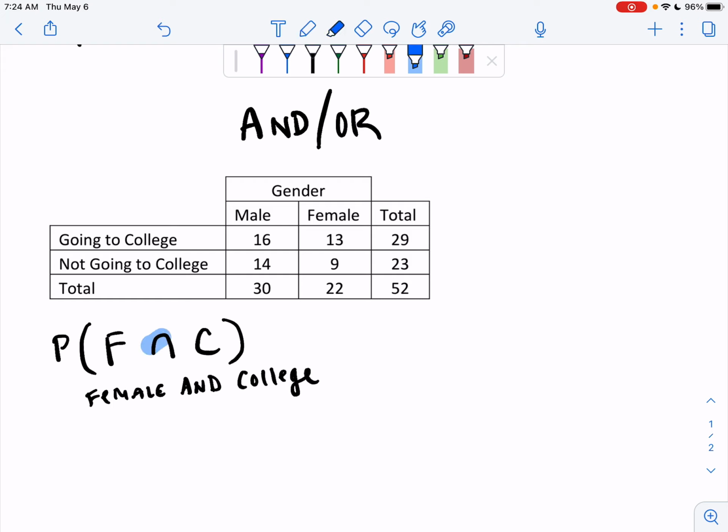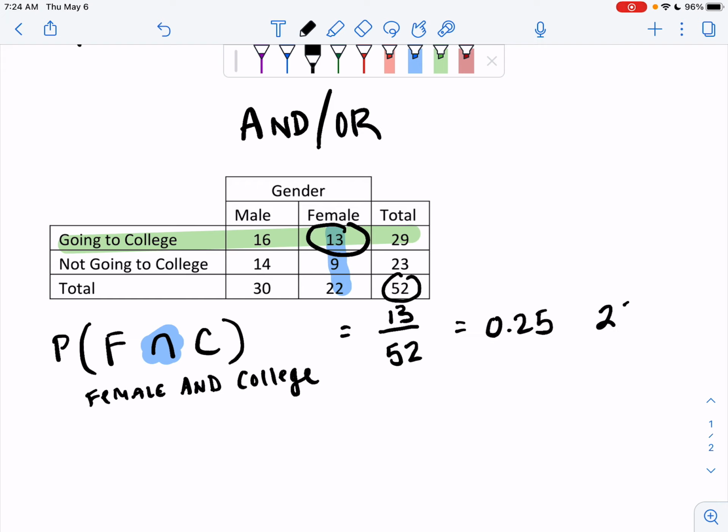This symbol right here means and. So I'm only going to look at people who are both female and going to college. So I see 13 people meet those requirements out of the total 52. So there's a 25% chance, or 25% of the population is female and going to college.